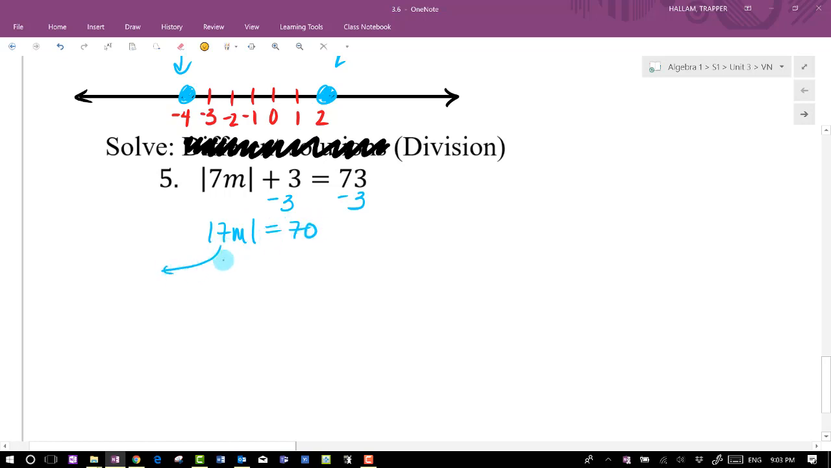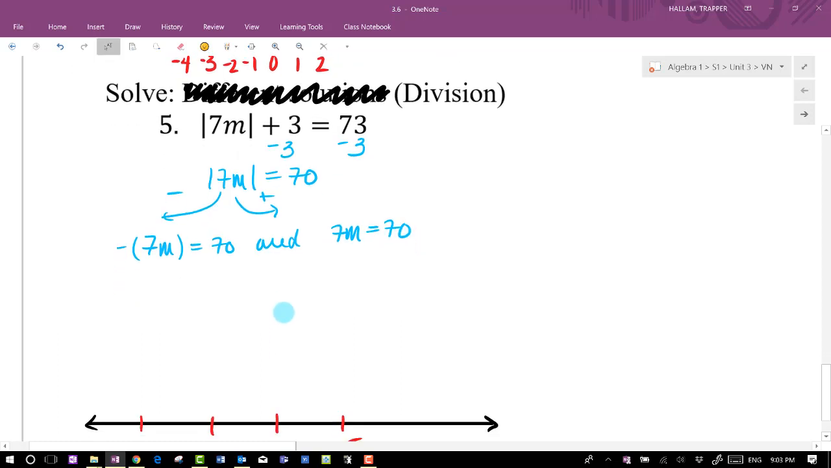At this point, we're going to go ahead and separate that into a negative and positive version to remove our absolute value. So we'll get the negative quantity of 7m equals 70, and we'll get positive 7m equals 70. Let's go ahead and solve this. Go ahead and multiply by negative 1 on both sides. We'll get 7m equals negative 70. Divide by 7 this time, and we'll get m equals negative 10.